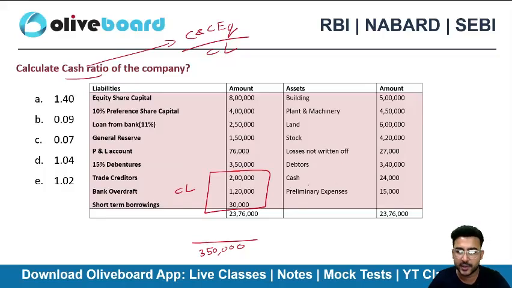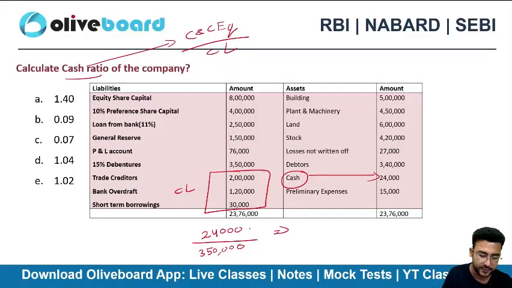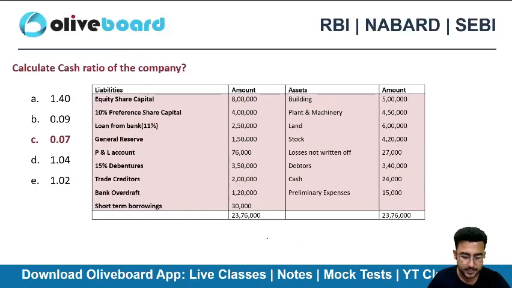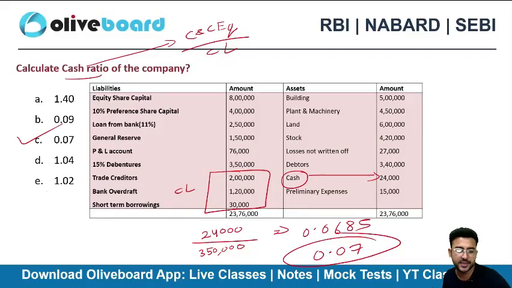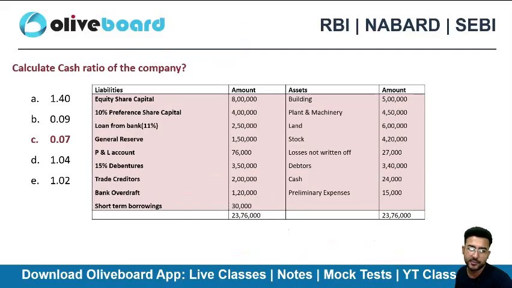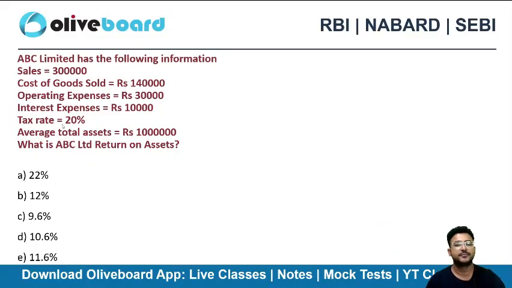Cash and cash equivalents: here is my cash, 24,000, is my cash and cash equivalent. So 24,000 divided by 3,50,000, which is 0.0685 something. So it is nothing but 0.07 rounded off, right? Option C will be the correct choice here, right?